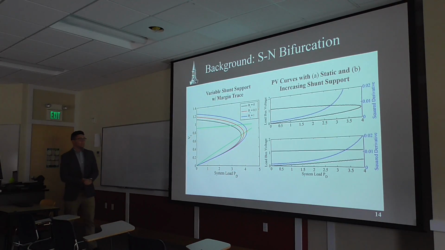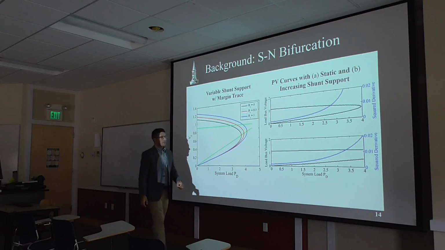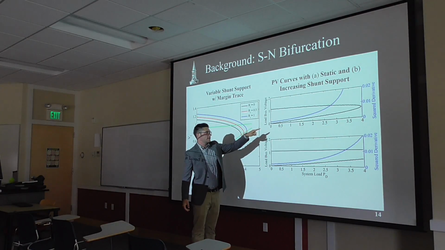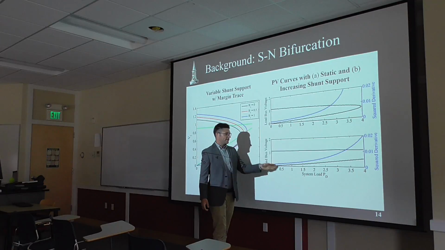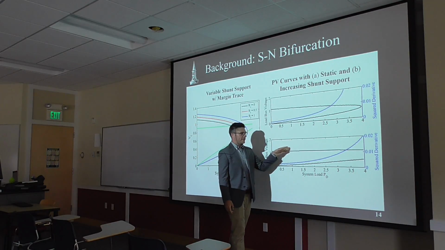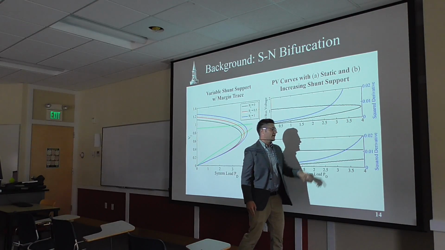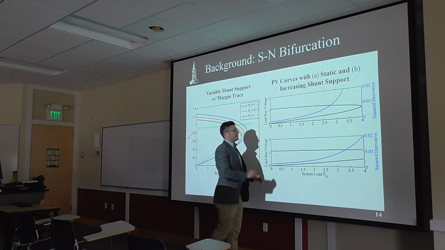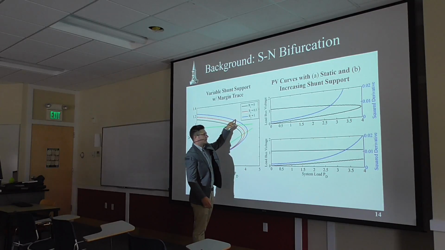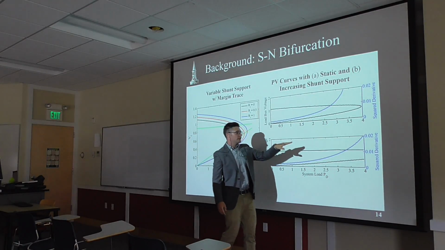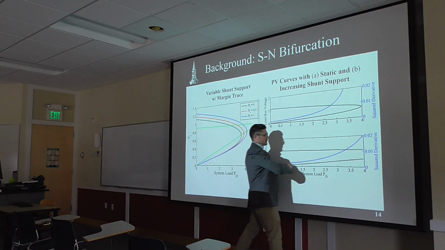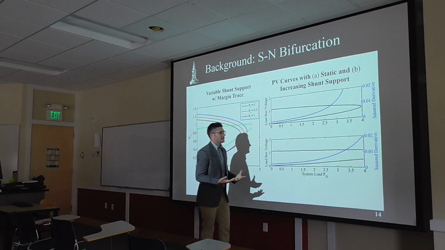As another example, I plot another nose curve here, where again we show the standard nose curve, and in this case, as load increases, I continuously increase the shunt support to regulate the voltage high. So the voltage magnitude stays high, but what I've plotted in the blue trace is the squared derivative of the nose curve. So even though voltage magnitude is staying high in this trace, we're seeing that the squared derivative is still increasing.